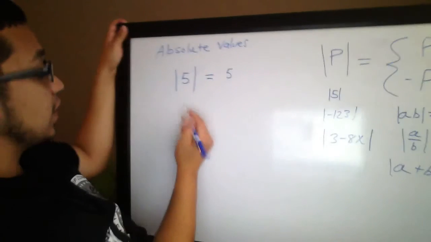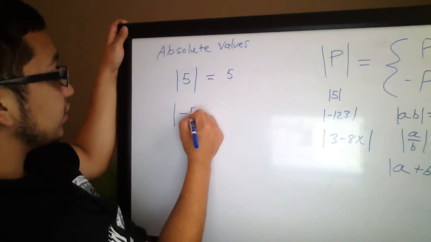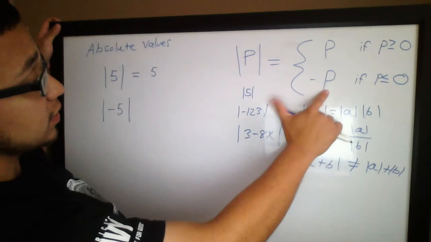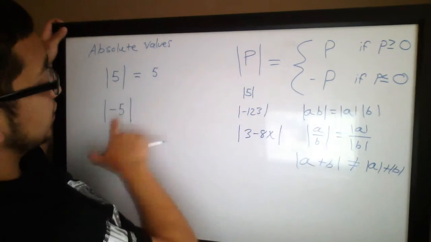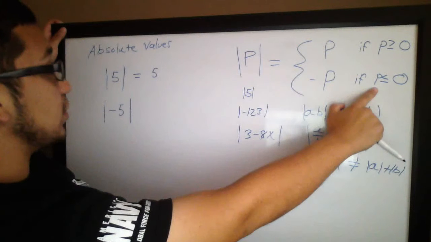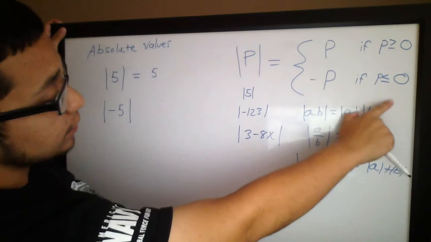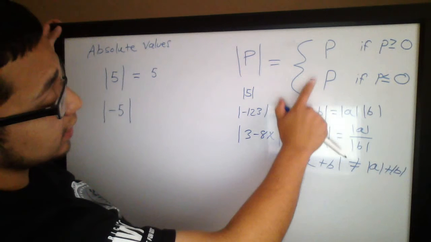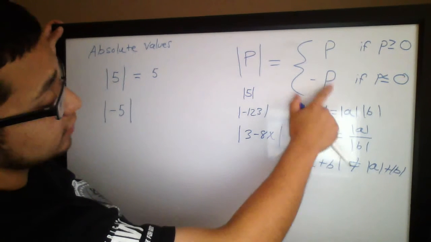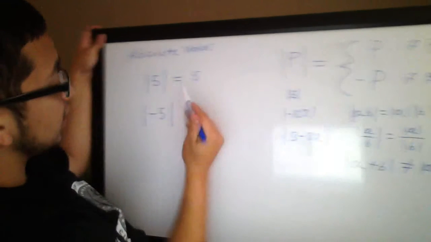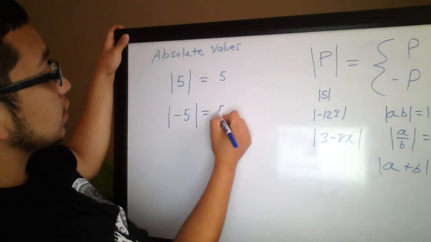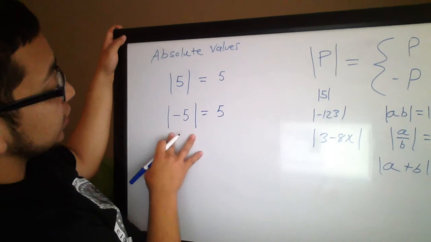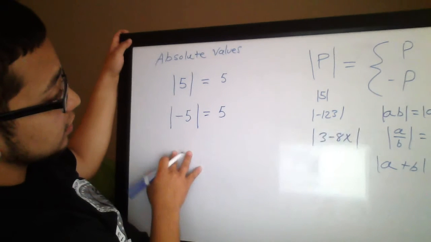But if we had the absolute value of a -5, then our P right here is -5, and P, since it's -5, is less than 0. So since -5 is less than 0, we've got to multiply it by a negative. So P is -5, a -5 times a negative is a +5. So this turns into 5. Like I said, the idea of absolute value is to make every quantity positive.